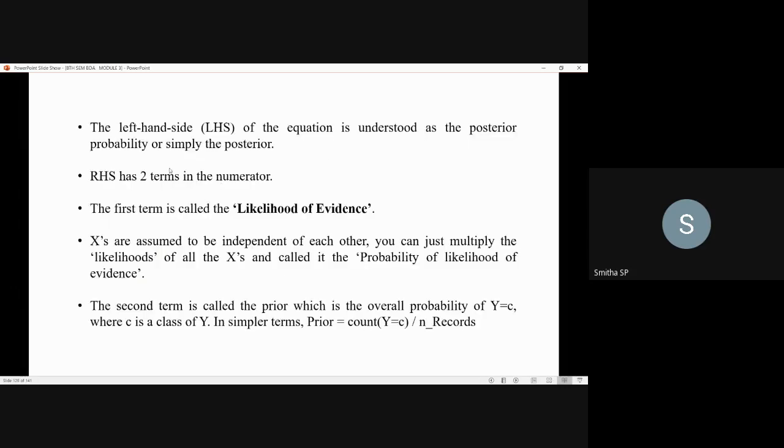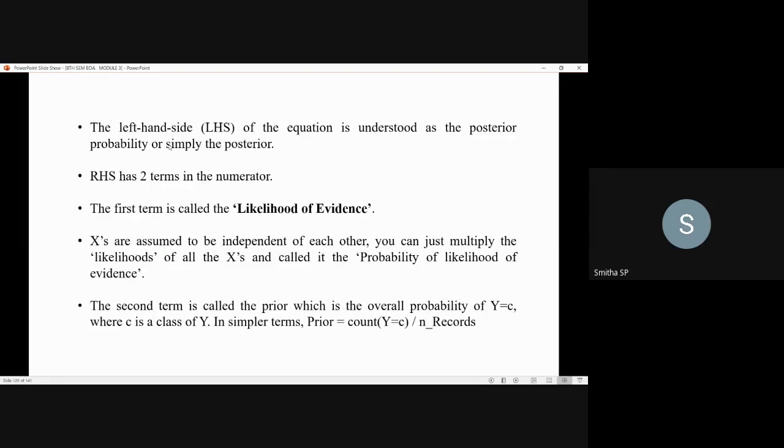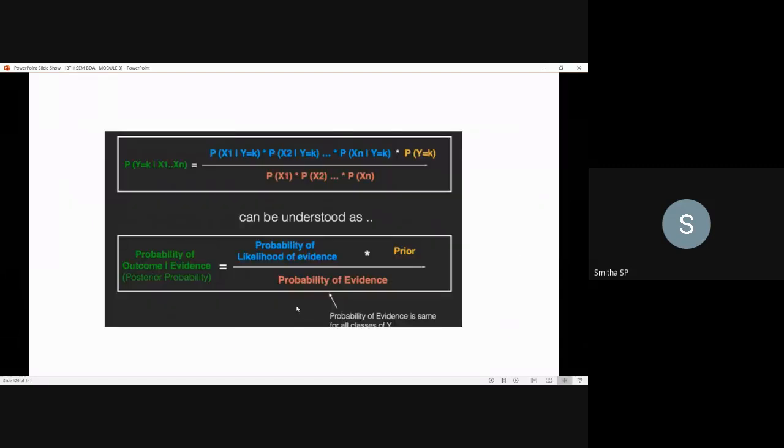Yes, that's the explanation I gave. I have written here: the LHS of the equation is called the posterior probability, or simply the posterior. The RHS has two terms in the numerator: one is the likelihood of evidence, and the second one is the prior. In the denominator, you have the probability of evidence. This probability of evidence is the same for all the classes of Y.